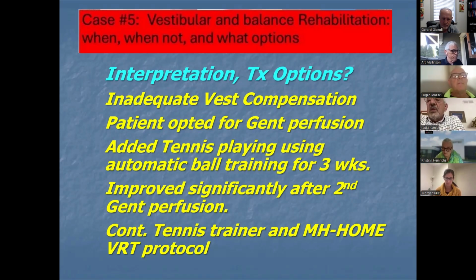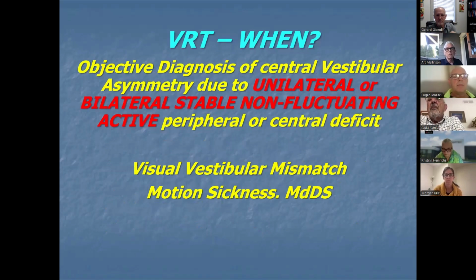So that's the case. I still have a few slides. Really, when do we have to think of vestibular rehabilitation therapy? I think, in my mind, objective diagnosis of central vestibular asymmetry due to unilateral or bilateral loss. I don't think we should just send anybody for vestibular rehabilitation without objective documentation. Or if there is a visual vestibular mismatch, like the motion sickness or the MDDS cases.